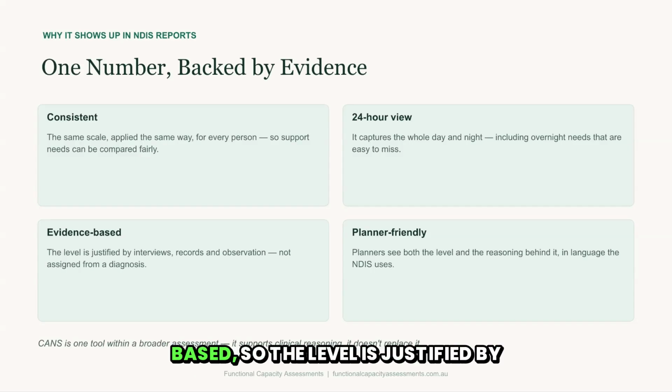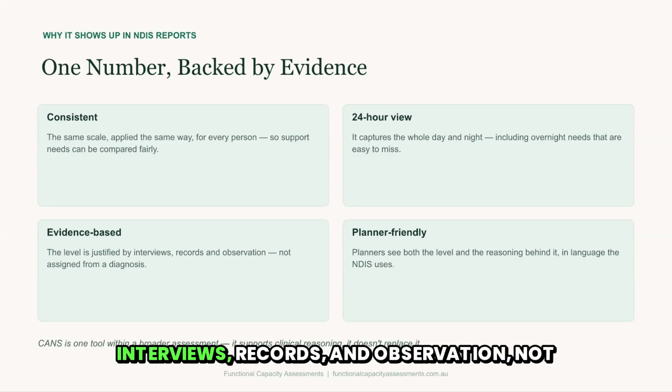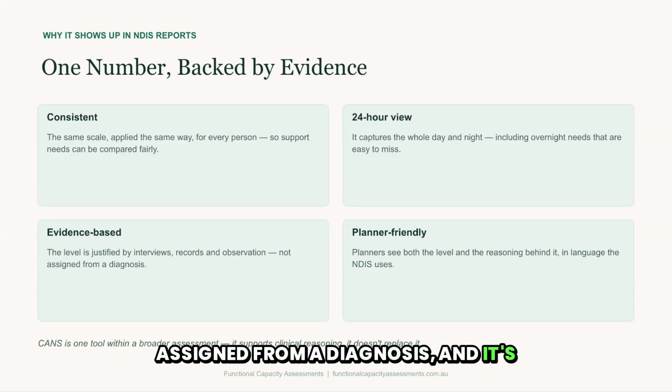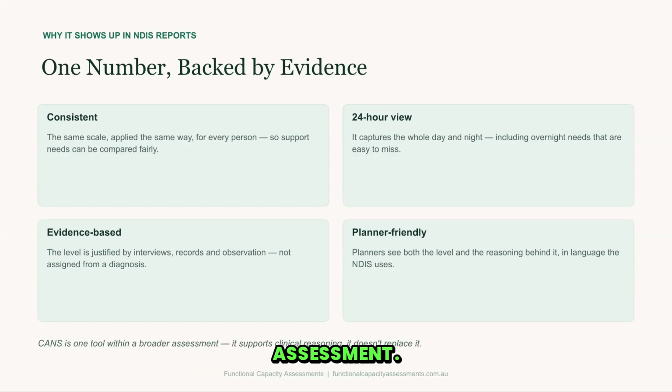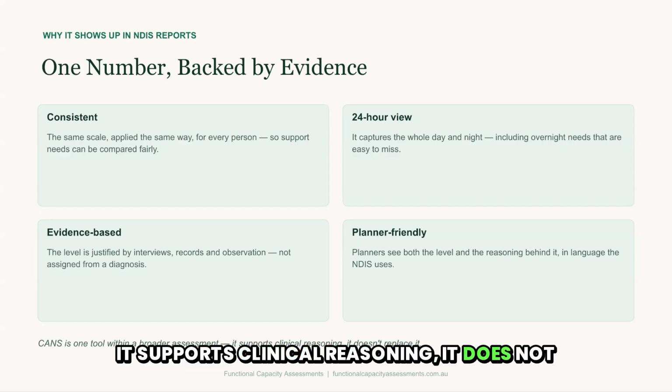It's evidence-based, so the level is justified by interviews, records and observation, not assigned from a diagnosis, and it's planner friendly. Planners see both the level and the reasoning behind it in language the NDIS uses. So CANS is one tool within a broader assessment. It supports clinical reasoning. It does not replace it.